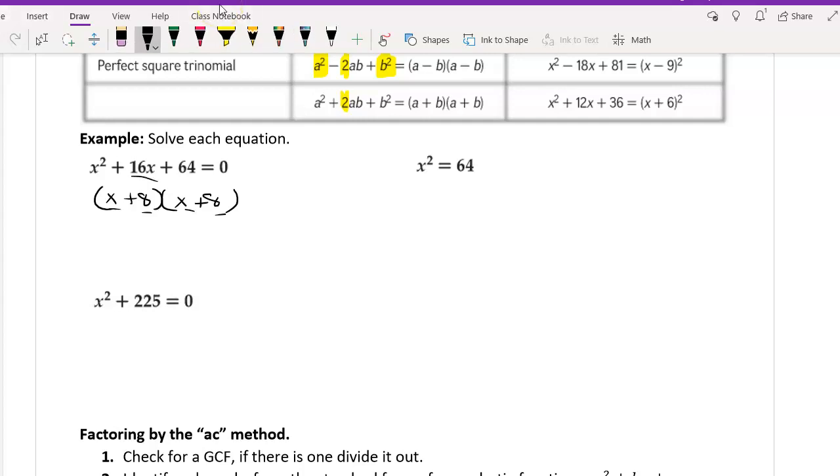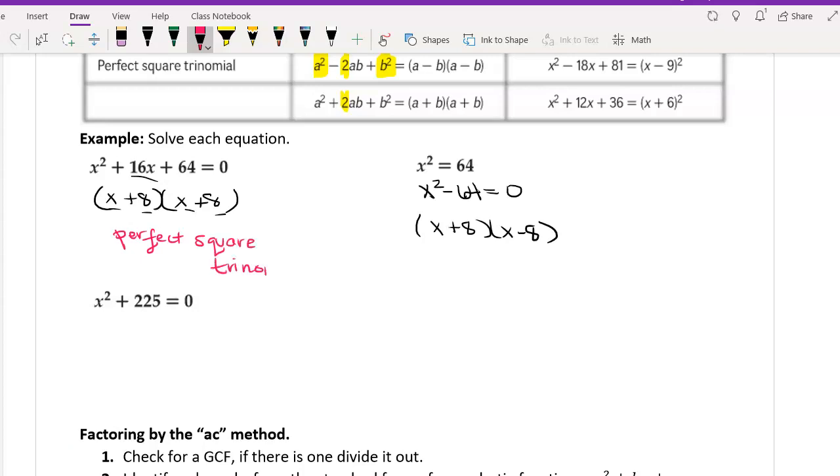All right, notice this one says x squared equals 64. We can't do anything with that. All of our quadratics have to equal 0. So we move it, and now it does equal 0. I have a perfect square minus a perfect square. According to our chart up above, we just take the square root of each term and do 1 plus and 1 minus. So this one was a perfect square trinomial. This one was a difference of squares.